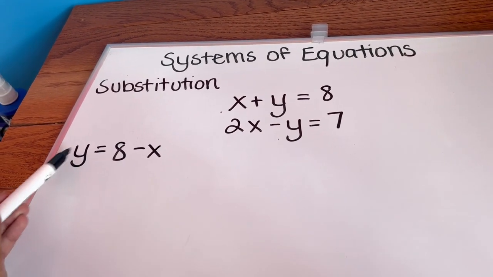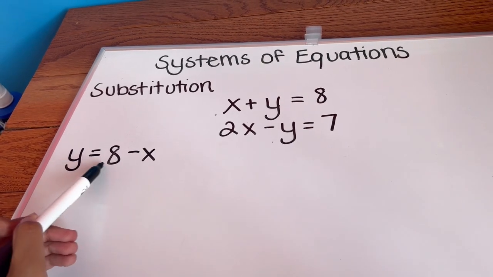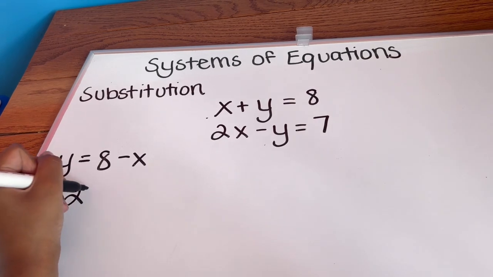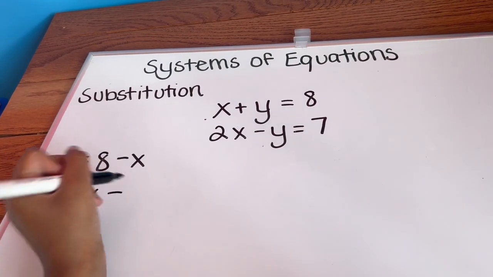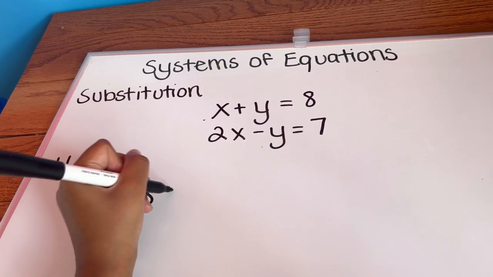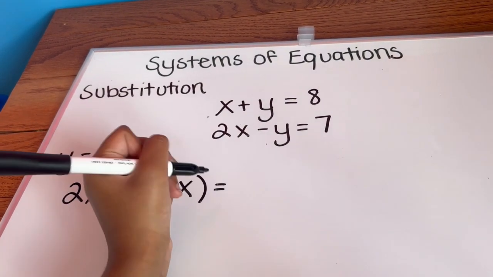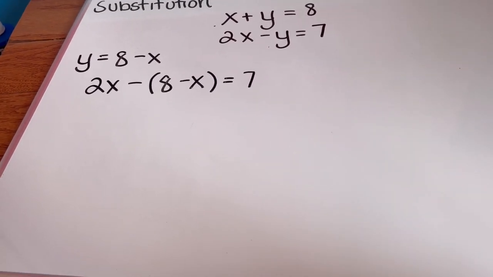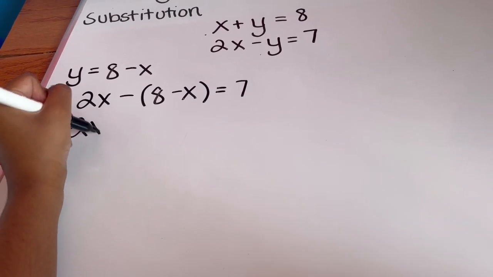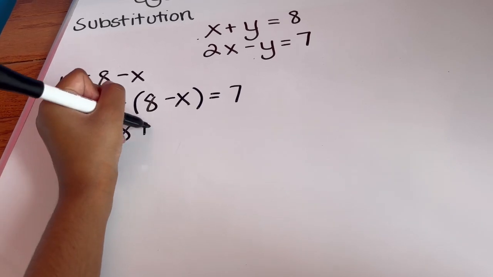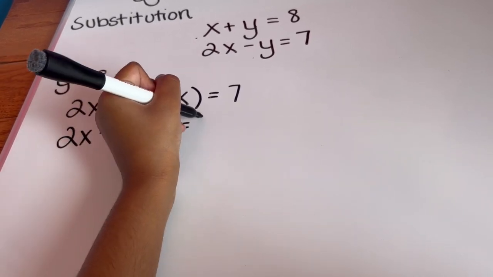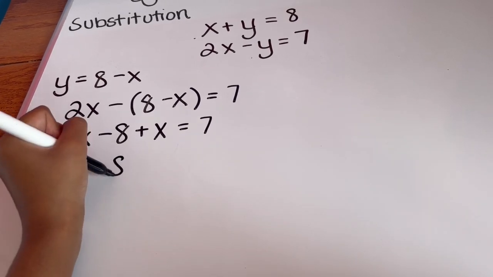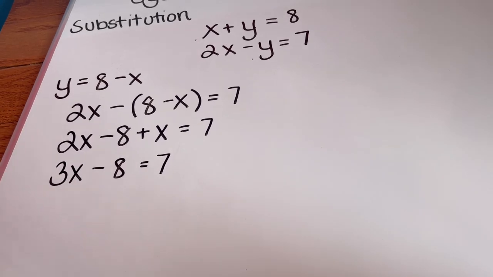And now, since we know what y equals, we can use this 8 minus x and plug it into y over here. So we have 2x minus (8 minus x) equals 7. And now that we only have one variable, it should be pretty easy to solve for x. So we distribute the negative sign. Combine like terms. And now we can solve for x.